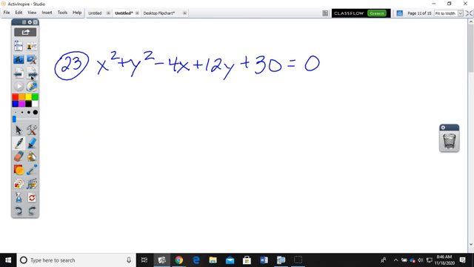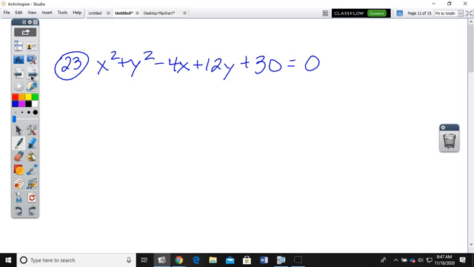This is the general form of a quadratic. Not a quadratic. What are we doing here? Circles. General form of a circle. You will know it's a circle when the x squared and the y squared are adding, and their coefficients are the same. If their coefficients aren't the same, it's not a circle. Their coefficients have to be the same.